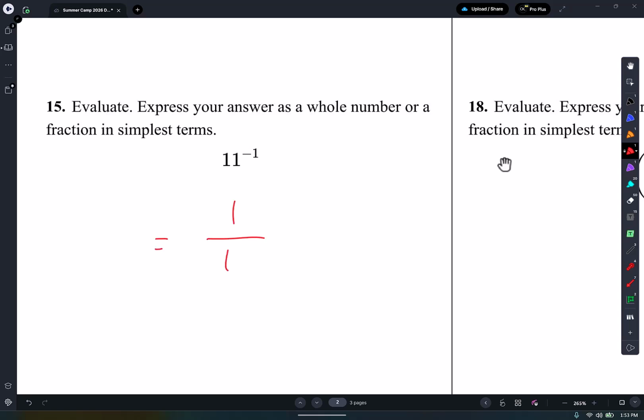Yeah, 1 over 11 to the power 1. So just 1 over 11.